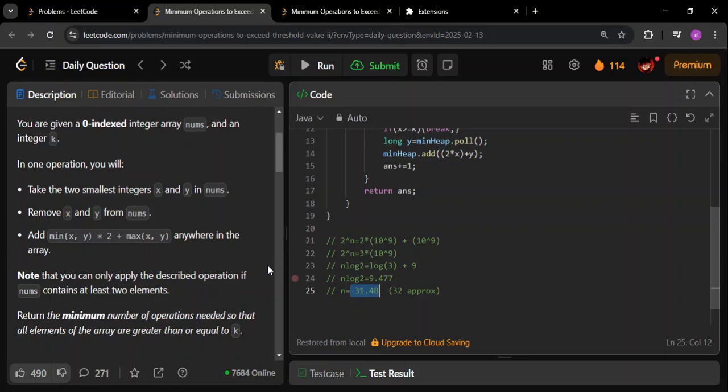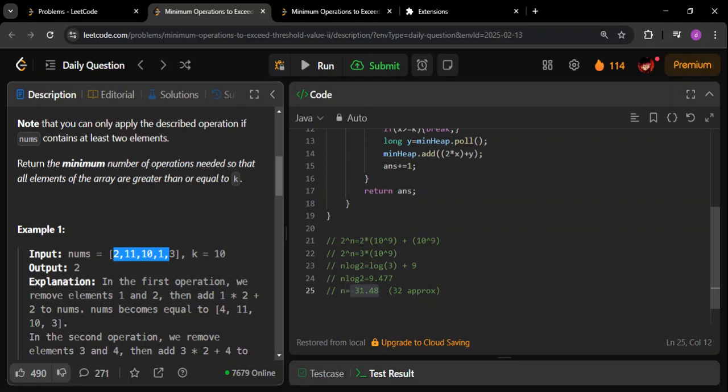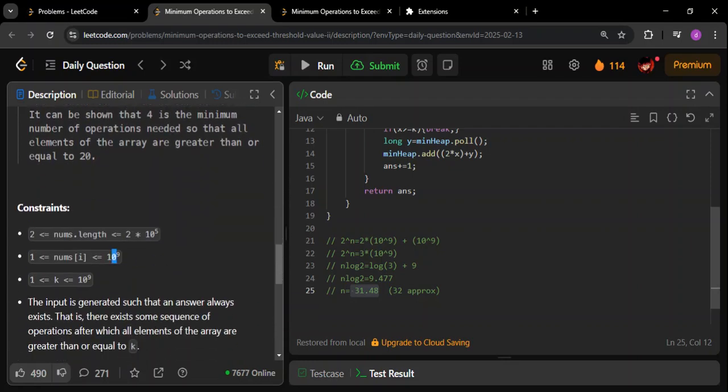As simple as that. I'm talking about this result. The direct input that you're getting is obviously going to be an integer; you can store it in an integer. Even 10 power 9 you can store in an integer. But the operation you're seeing is going to be 3 into 10 power 9 in the worst case, and that cannot be stored in an integer.